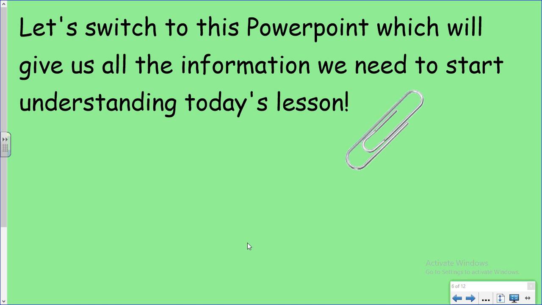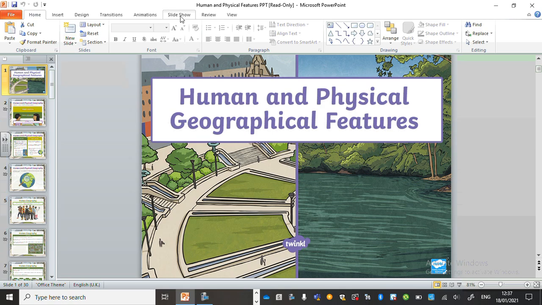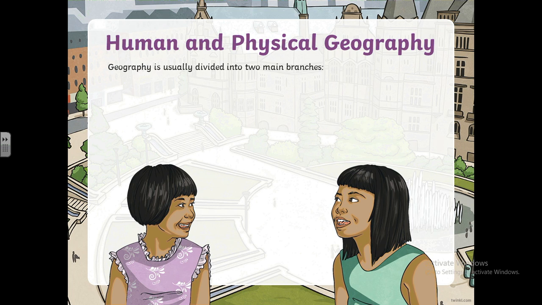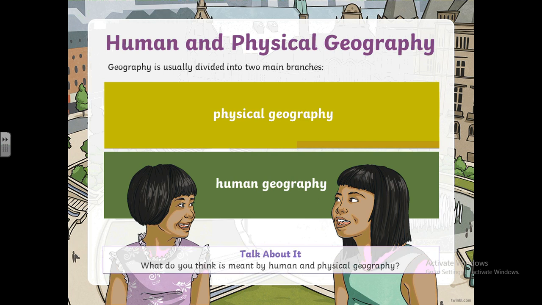So we're going to switch over to a PowerPoint, which is going to give us all of the information we need to start understanding today's lesson. So, just like magic, it's right here. So we're going to be looking at human and physical geographical features. Geography is usually divided into 2 main branches. We've got the physical geography and we've got the human geography.